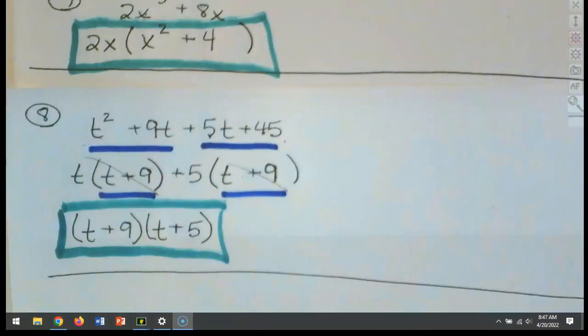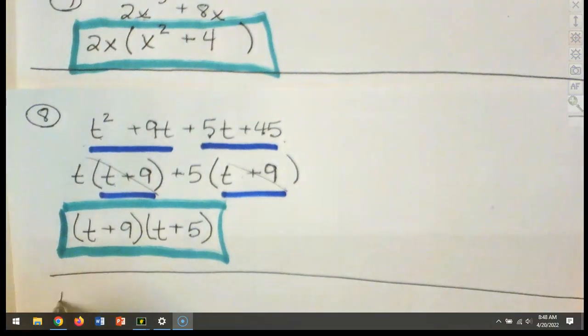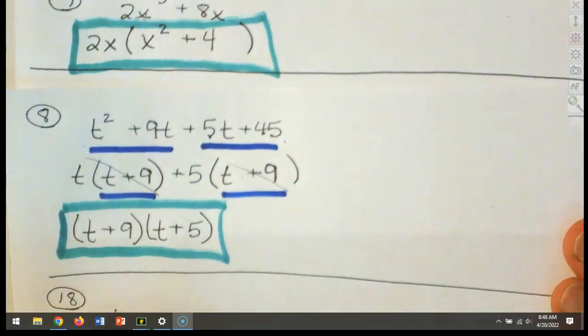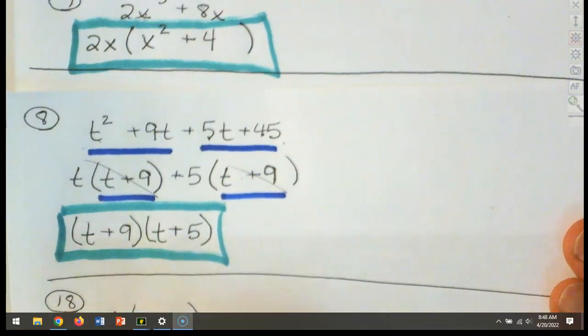We got one more, and we can add more to the list if we need to. But let's look at 18. So for 18, we've got t times 5 minus m, and s times 5 minus m.